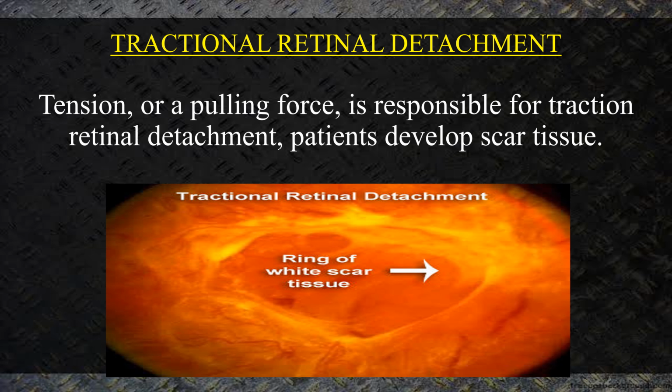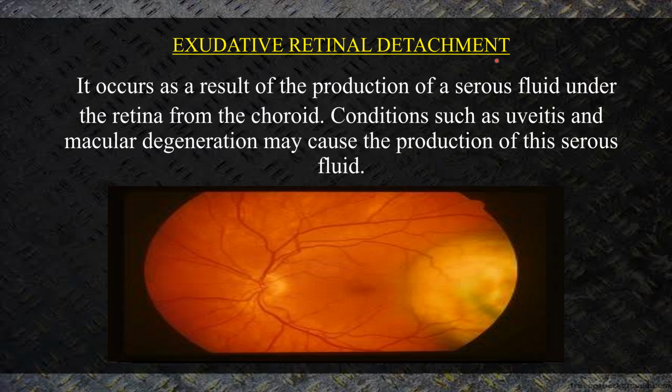Now coming to the next one, exudative retinal detachment, or we can also say serous retinal detachment, right? It occurs as a result of production of serous fluid under the retina from the choroid, because of which it is also known as serous retinal detachment. Conditions such as uveitis and macular degeneration may cause the production of this serous fluid. So this fluid can come from the choroid as well as the retina, or at times from both of them. The blood vessels producing the fluid from the retina and choroid will lead to the production of serous fluid.